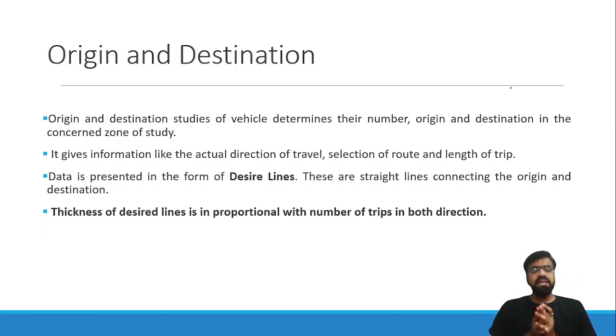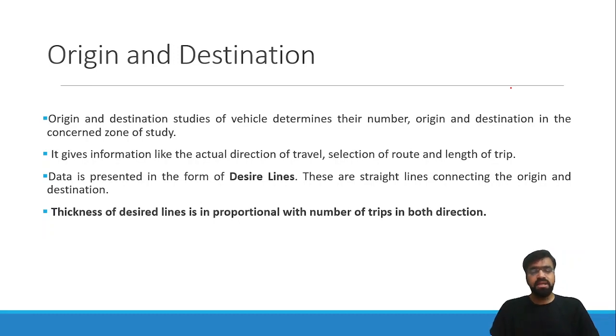Origin and destination study is used to determine the number, the origin and the destination of vehicles for a concerned zone for the study. Whenever we are doing origin and destination study, it will tell us about the number of vehicles, number of trips, the origin of the vehicle, the destination of the vehicle for the study zone.